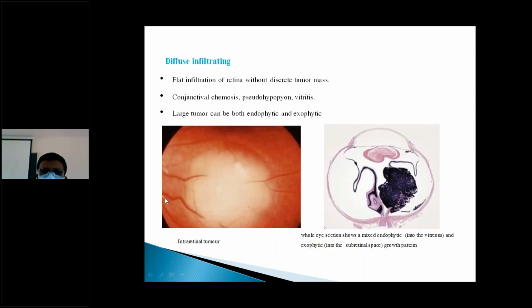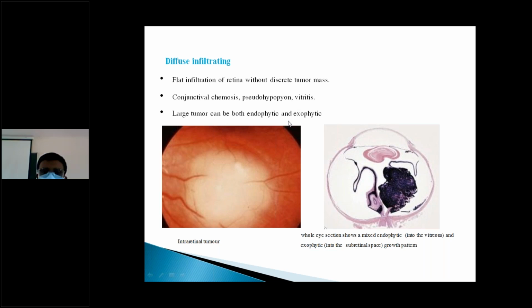Diffuse infiltration is depicted as a flake of thickened retina. This is the diffuse infiltration. You can see flat infiltration of the retina without a discrete mass. There can be some conjunctival chemosis, pseudohypopyon, and vitreous seeding can be seen.